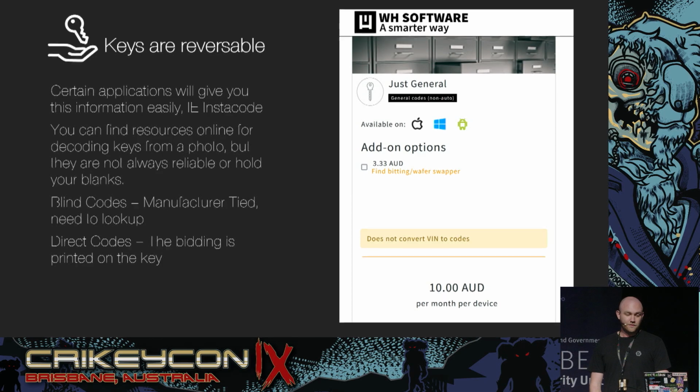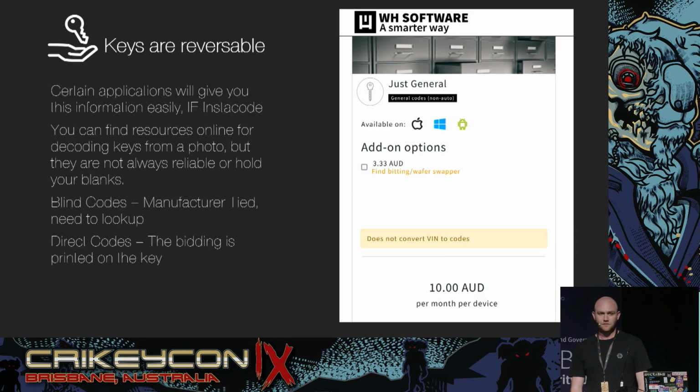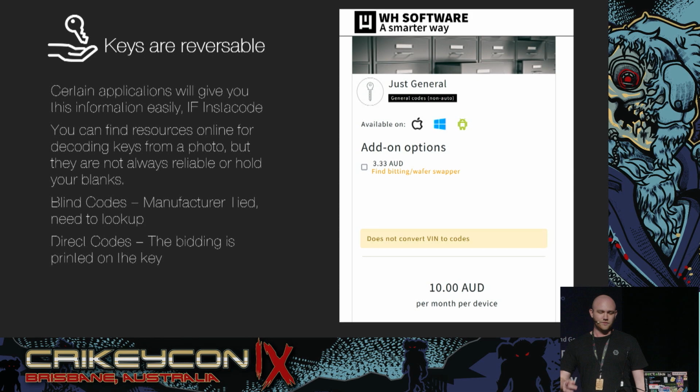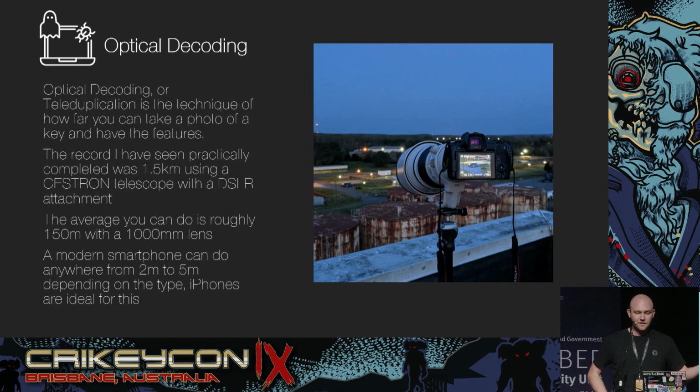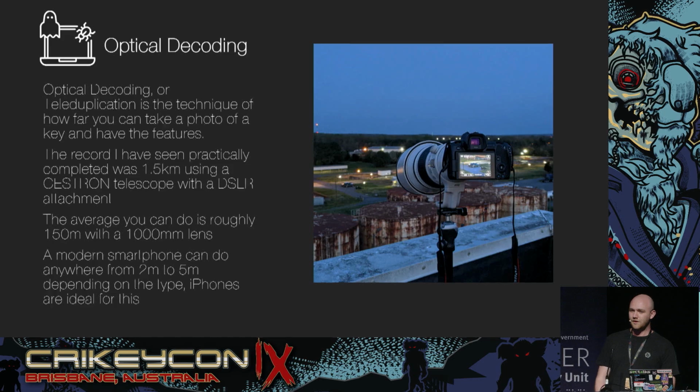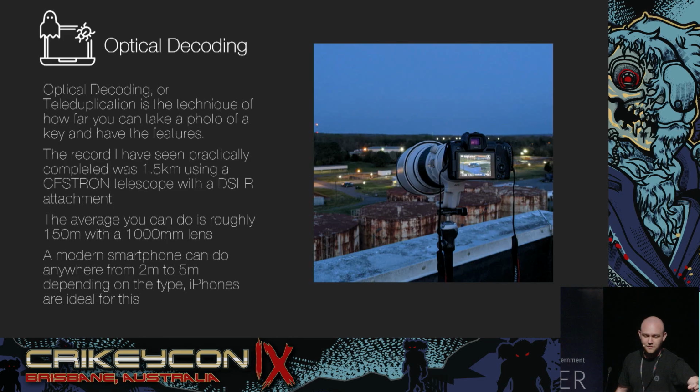Some applications will give this very easily to you. If you can take a photo of it as well, sometimes you can get other information like blind codes or direct codes, which are the bitting written down, referenced on a locksmith system, or the actual bitting of the key just printed on it. And if you want to go real special, say hello to heli duplication or optical decoding, where you can get a very long-range camera and take a photo of a key from really far away. So for anyone who wants to do that, here's the keys, 3, 2, 1, get scammed.